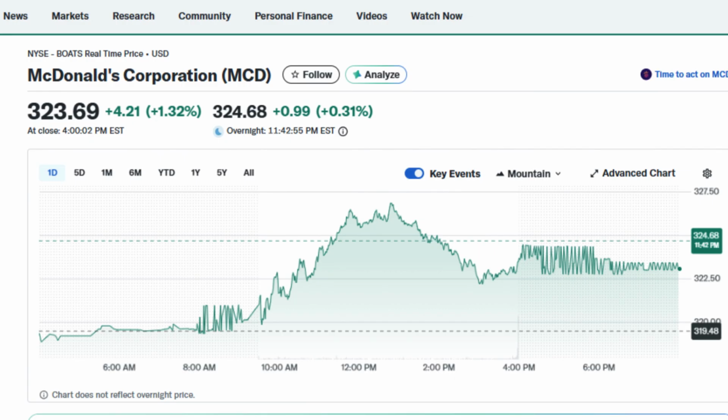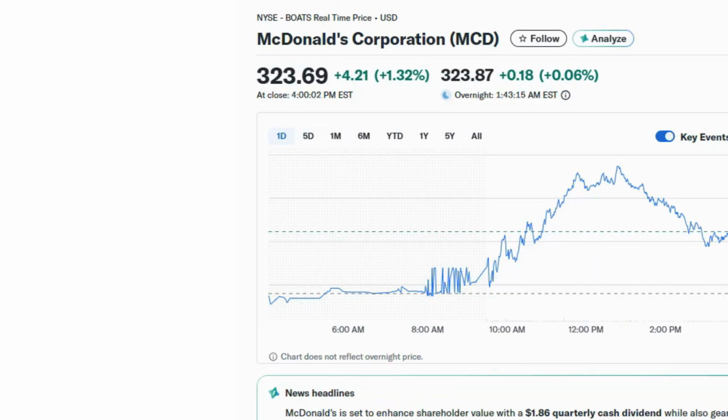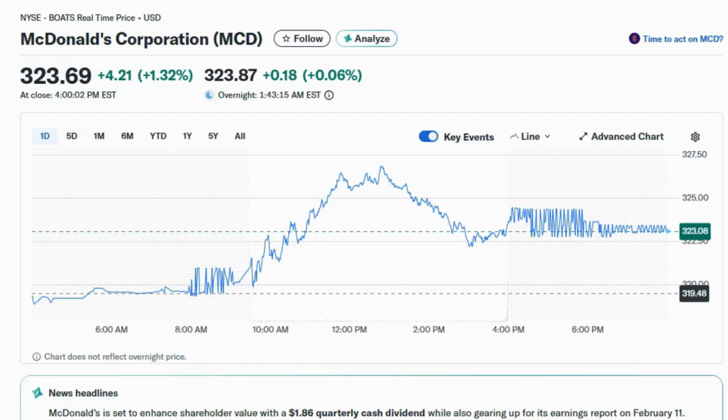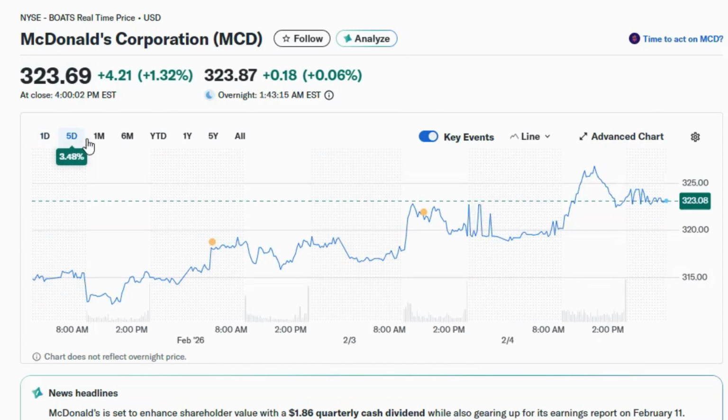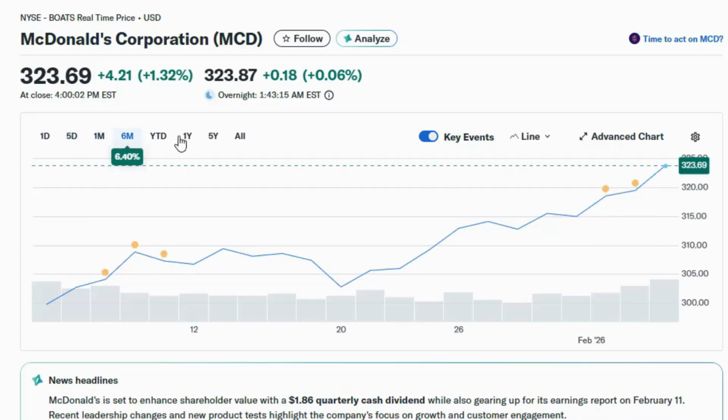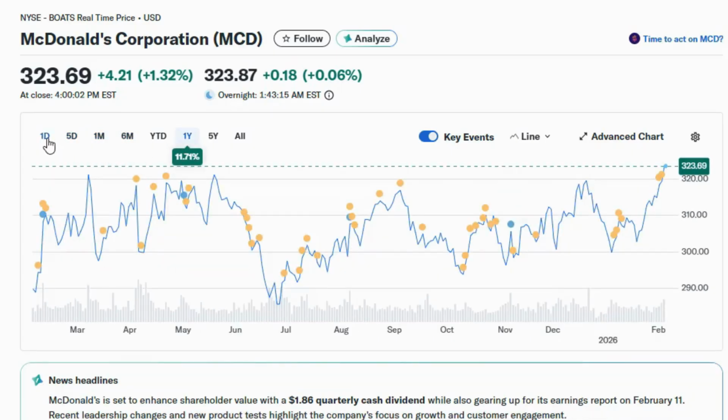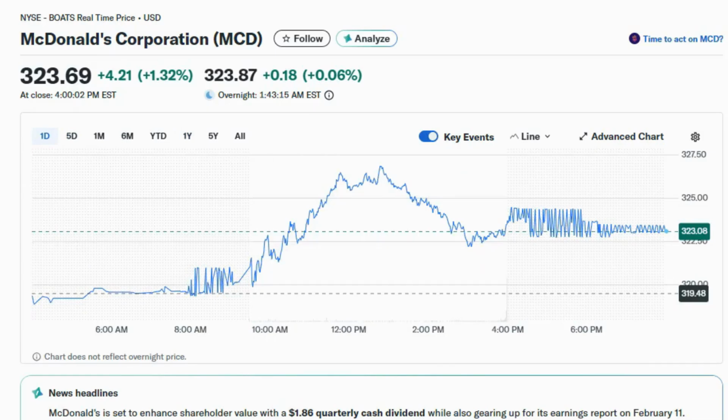Just below, we see the price chart, which by default is set to 1 day, meaning it shows how the stock moved throughout today's trading session. The green line represents the stock price changing during the day, and the shaded area underneath simply helps visualize the movement. Above the chart, you can switch between different time frames like 5 days, 1 month, 1 year, or even the entire history of the stock. For long-term investors, longer time frames like 1 year or 5 years are usually more meaningful than the 1-day view.